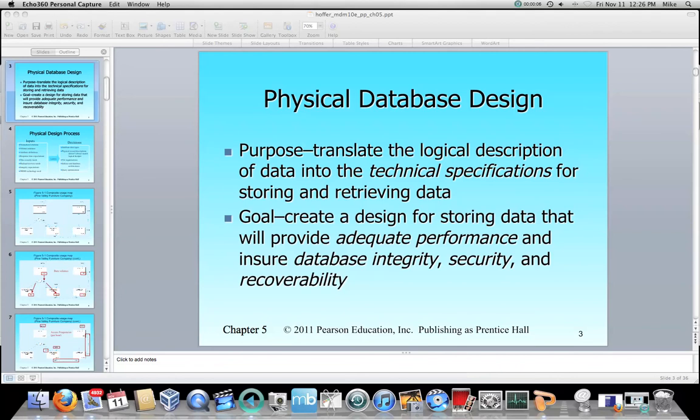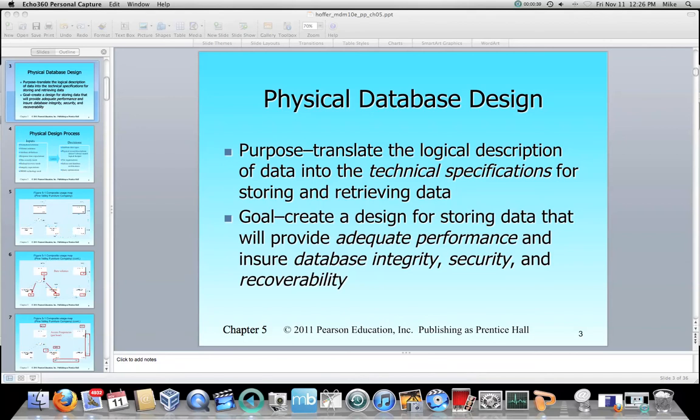So what is the purpose of the design? What we need to do is take the logical description, your ERDs along with the relational model, and analyze that. Now we need to get into technical specifications. Up until now, it's been: we need to store this entity, these are the attributes we want to keep track of, and this is how the entities are related to one another.